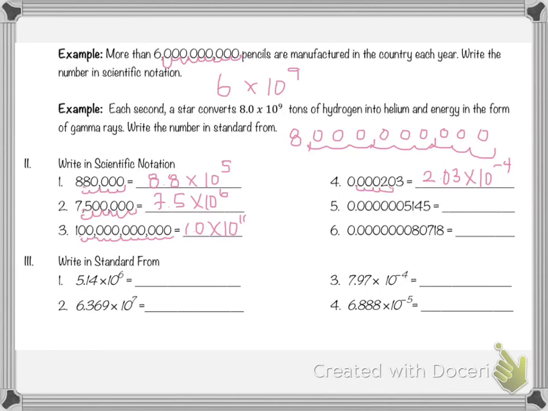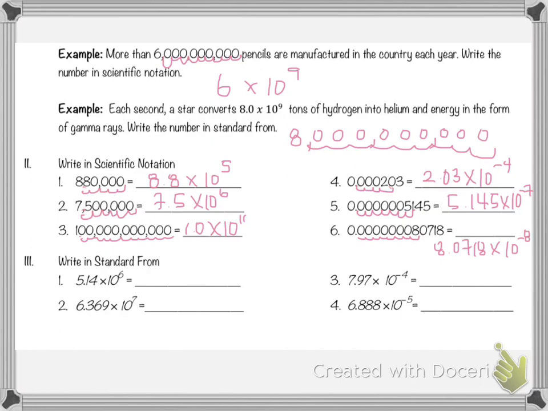Okay. Same thing here. So we got 1, 2, 3, 4, 5, 6, 7. So this is going to be 5.145 times 10 to the negative 7. Okay. Here, 1, 2, 3, 4, 5, 6, 7, 8. So this is going to be 8.0718 times 10 to the negative 8.